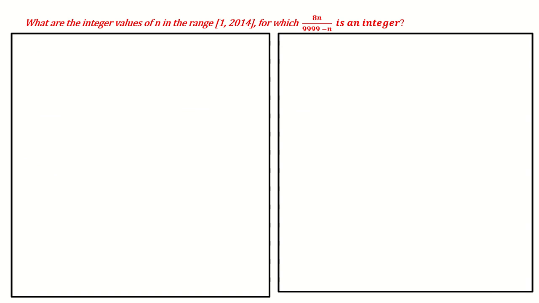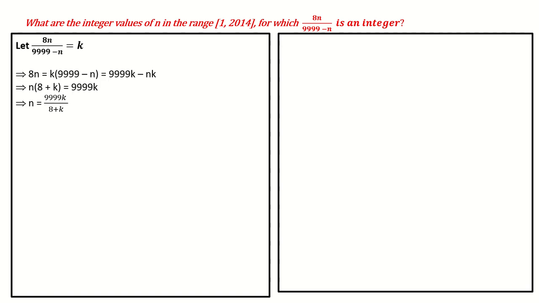The next one is: what is the integer value of n in the range of 1 comma 2014 inclusive, for which 8n by 9999 minus n is an integer? One solution here I am listing. Let 8n by 9999 minus n equal to k. Then with a simple evaluation, you will get n equal to 9999k by 8 plus k.